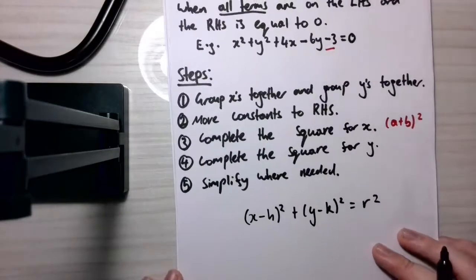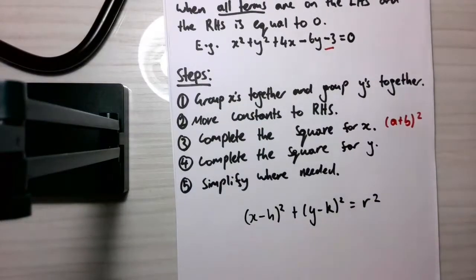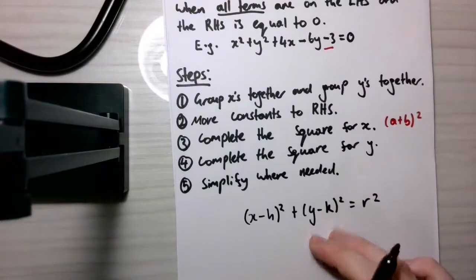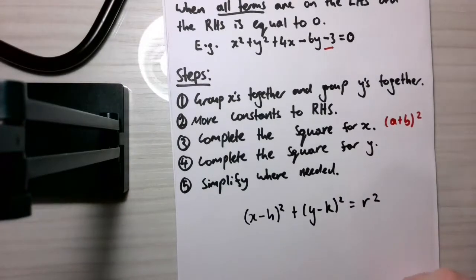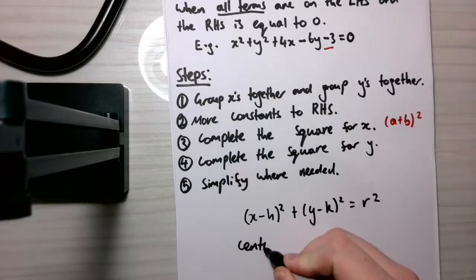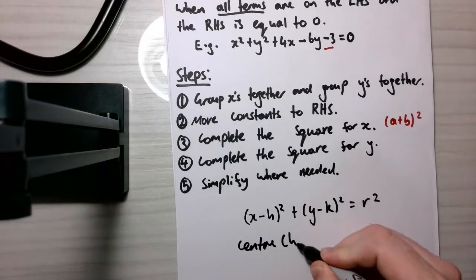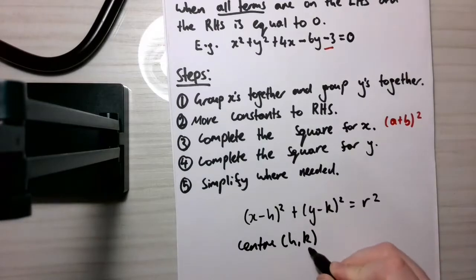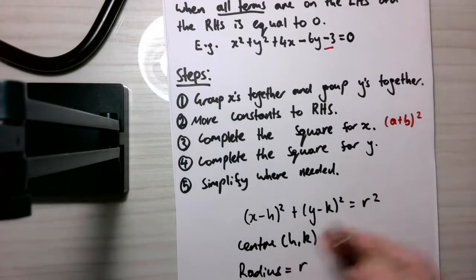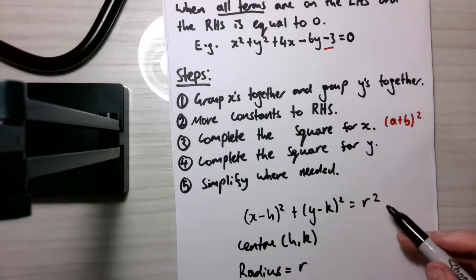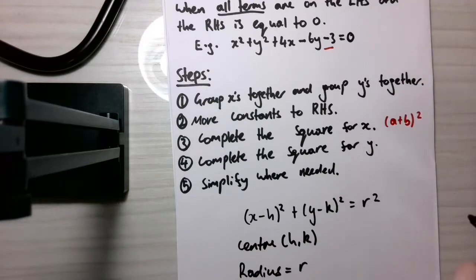So just remember, if it's in the x bracket, it moves to the left and the right. If it's in the y bracket, it moves up and down. This equation has a center of (h, k), so the x and the y, and has a radius, which is r. So just be careful, the radius is not equal to r squared. That's a common mistake that I see people making.